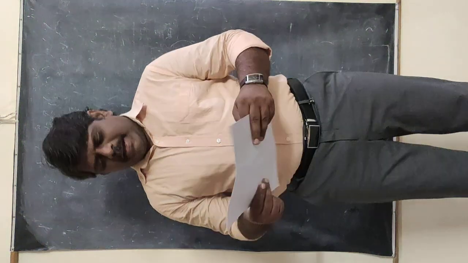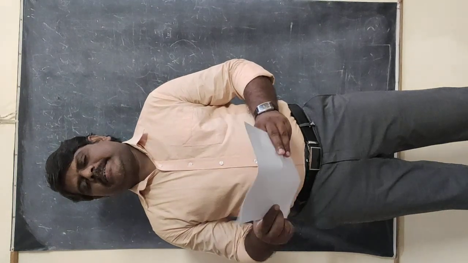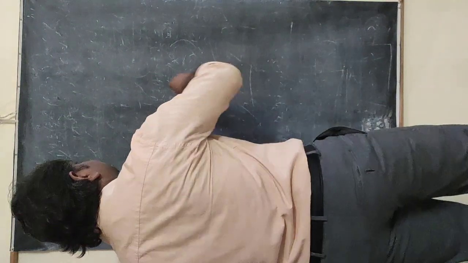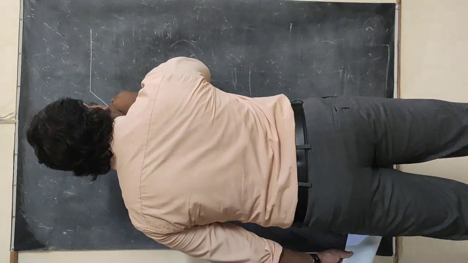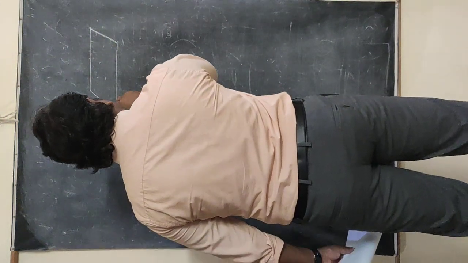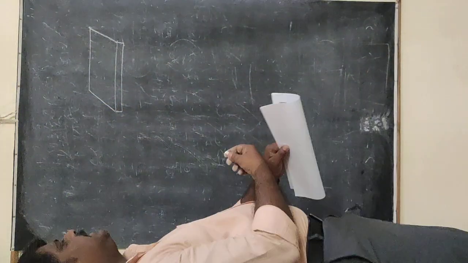Hello students, welcome back. So in the problem they are saying that a beam of metal is supported at the two ends and a weight is going to be attached at the center. Let us say that this is a beam, and this is the thickness.